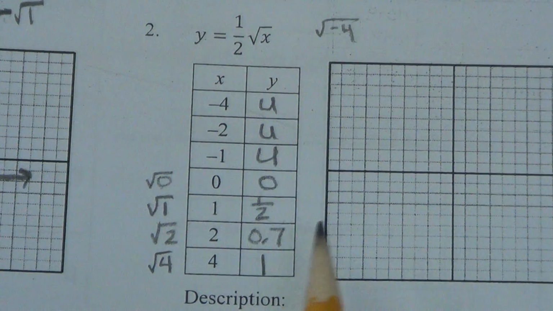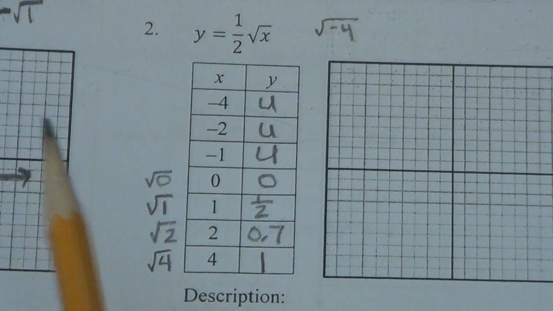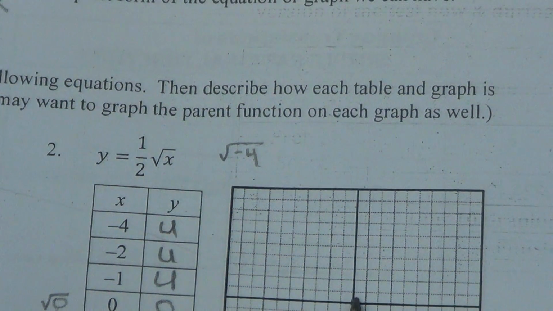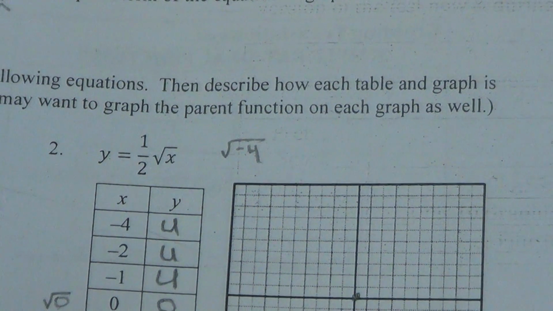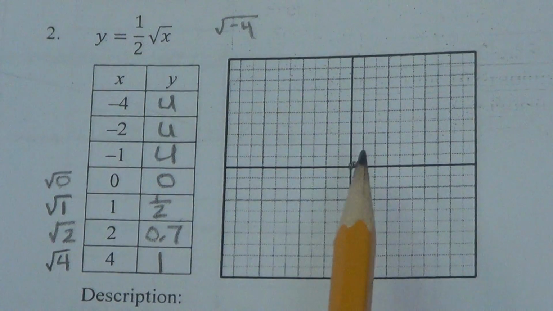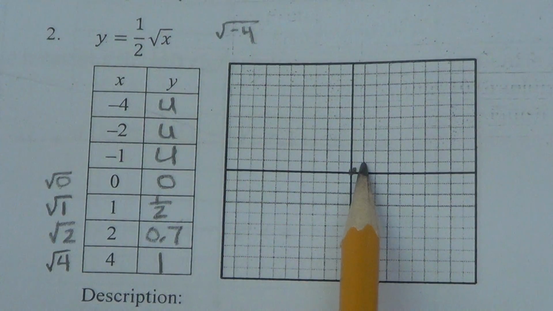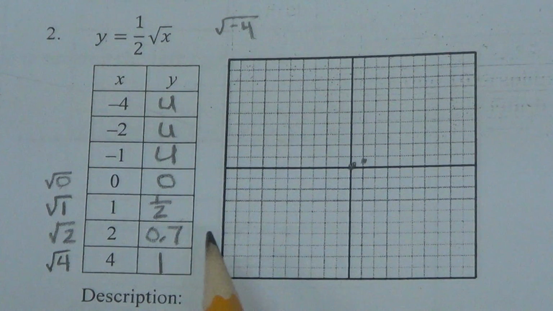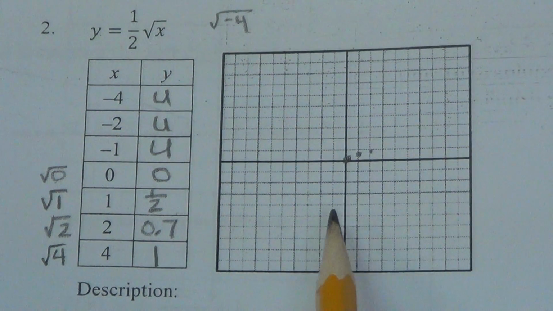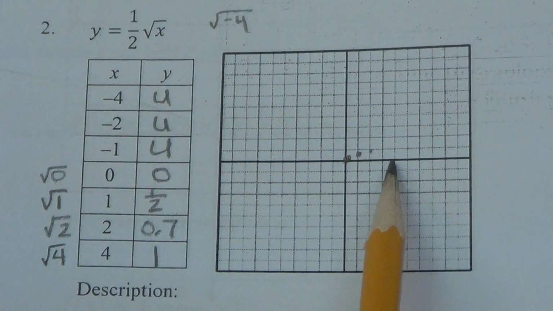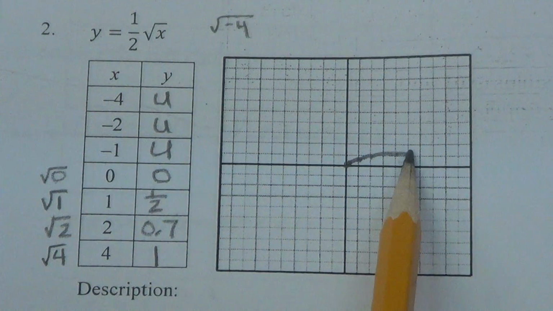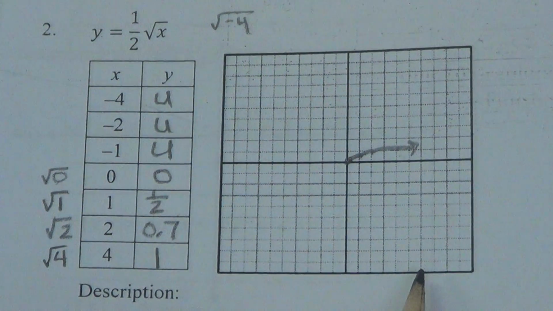Plot these, and let's take a look at what has happened from the parent graph. So we have 0. At 1, it's 1/2. So we're going to go over to 1 and go up to about 1/2. At 2, it's 0.7. So it barely goes up from there. At 4, it's 1. So we have that graph there.